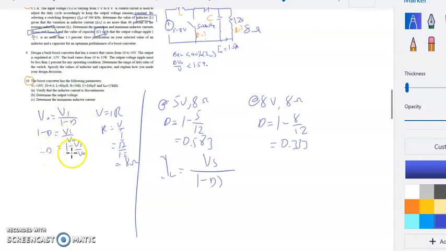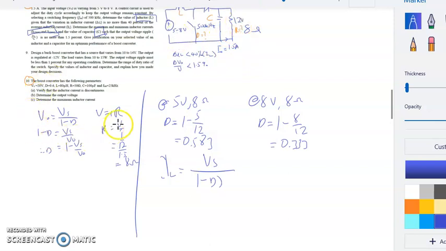So D is equal to 1 minus Vs over V out. Then we find out the duty cycle D for the scenario whereby the input is 5 volt and another scenario whereby the input is at 8 volt. For R, V is equal to IR, so R is equal to V over I, given the output current and also output voltage.